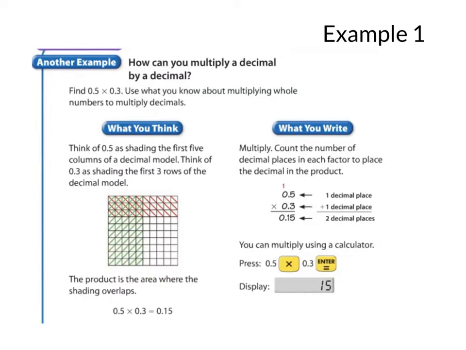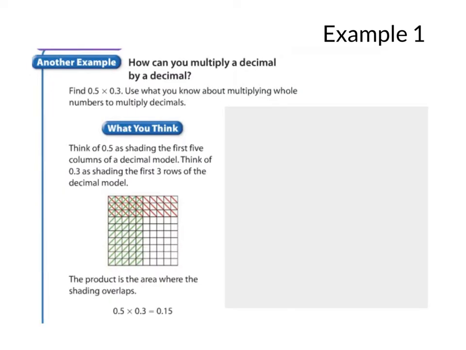Here's example 1. Follow me with the dot here. We are finding 0.5 times 0.3. So how are we going to multiply that? Those are 2 decimals. What are we going to do? Well, you should have received grid paper, and you're going to tape or glue this into your notes so it'll look like this. But why does it look like this?